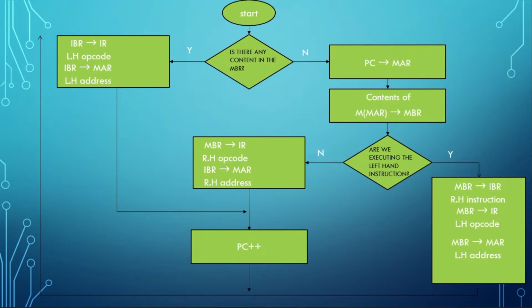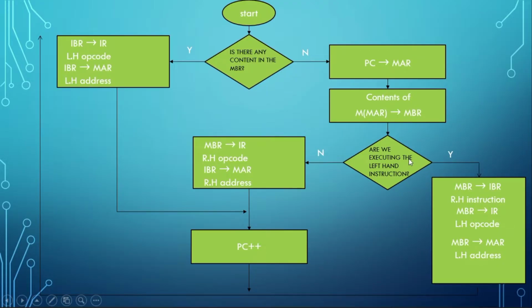So this is our fetch cycle, and our fetch cycle is going to start there. You start your instructions there, and then we look: is there any content in the memory buffer register? If not, then we directly map everything that is in the program counter into the memory address register. So the memory address register is going to contain whatever is in the program counter. And the contents of the memory address register are directly mapped into the memory buffer register, right?